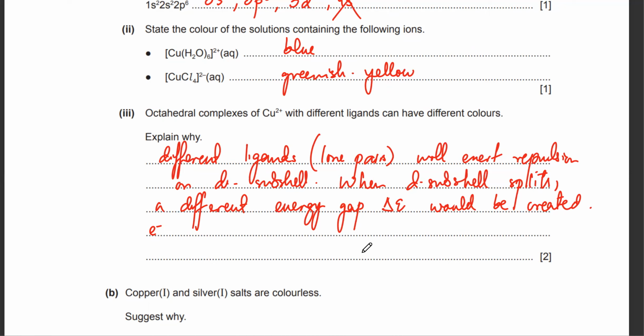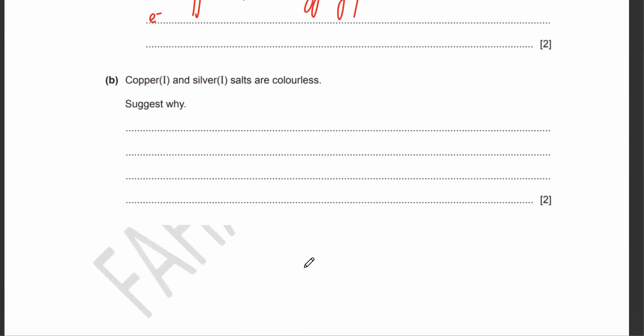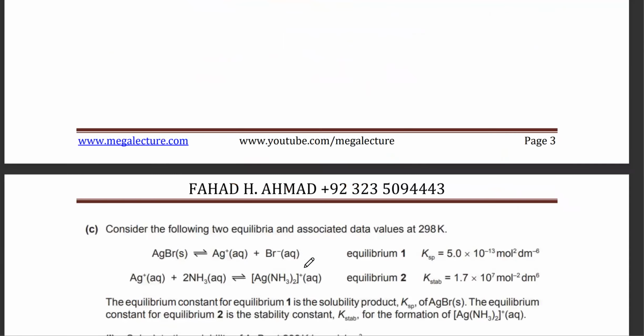If electrons move from a low energy d orbital to a high energy d orbital, a different frequency from the visible spectrum is absorbed since E is equal to hf. So that is what you're going to write. I'm going to quickly look up the shortest possible mark scheme answer.